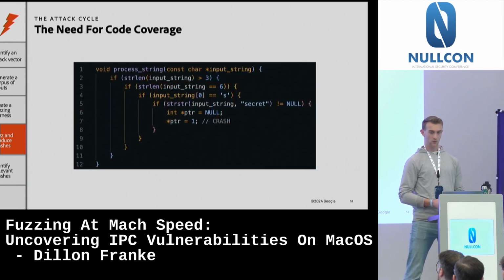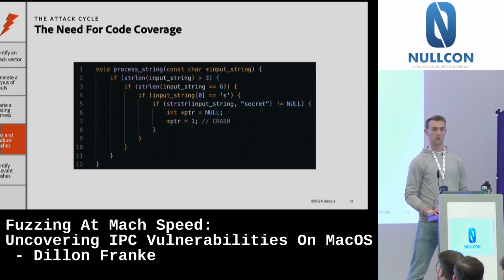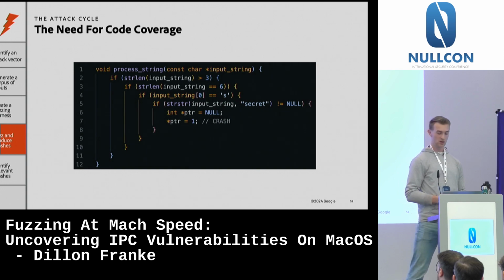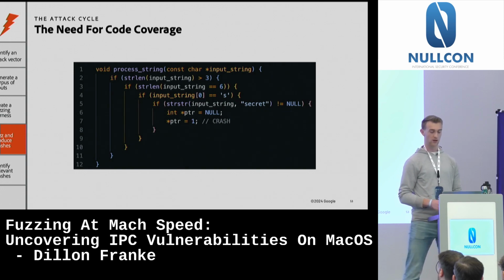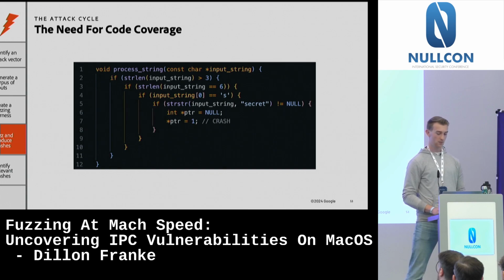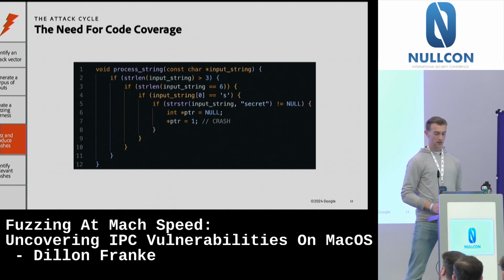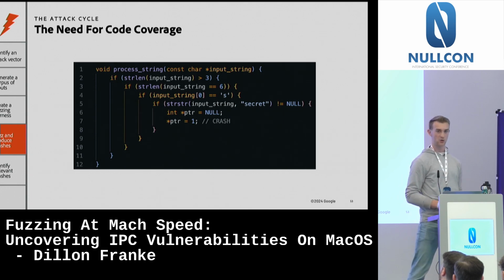But there's actually kind of a problem to this. Just as a toy example, let's say that we're trying to fuzz this very simple C function. This is processing a string, so we have an incoming char star. And there's a bunch of if conditions here. First, it checks if the input string is larger than 3. Then it's going to check if the first character is an S. And then it's going to check if the secret string is contained within it. And if it does, it's going to null pointer dereference and crash.